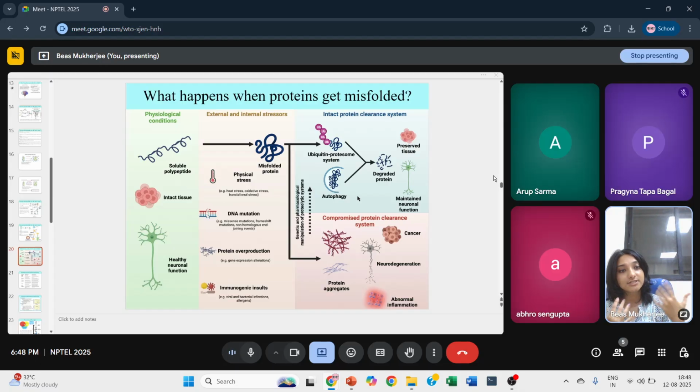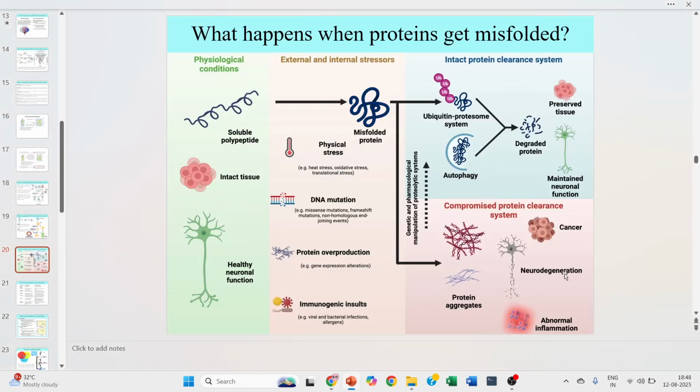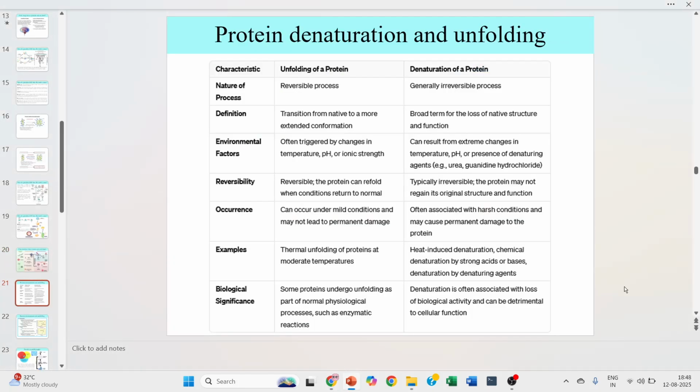So the cell will just make sure that it is destroyed. Okay, so the proteins, all of this will go into this. So the cell can undergo apoptosis, or all the proteins will go into proteasome mediated degradation or autophagy. So it will be eaten up, and then the tissue and everything else will be preserved that way. Right? So that is a kind of quality check devised by our body.